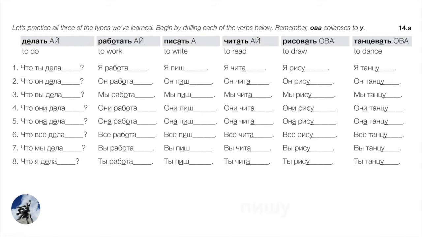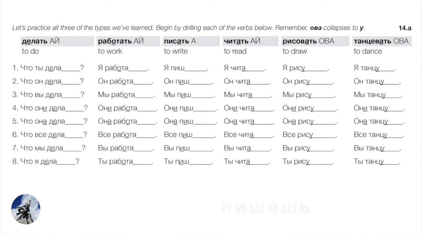Okay, so I'm writing я пишу. Remember also the stress pattern. If an a verb has an infinitive stressed on the final syllable, we can be confident that it's going to show shifting stress. So that means я пишу has end stress, but then in all the other forms it's going to shift back onto the stem. So he is writing, он пишет. Мы пишем. Они пишут. Она пишет. Все пишут. Вы пишете. Ты пишешь.